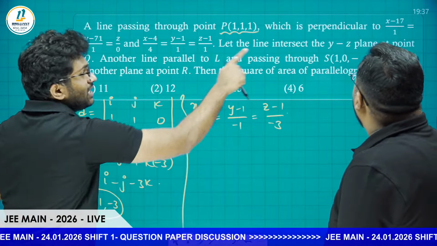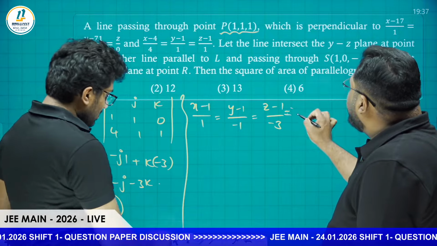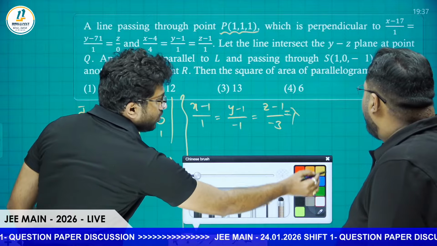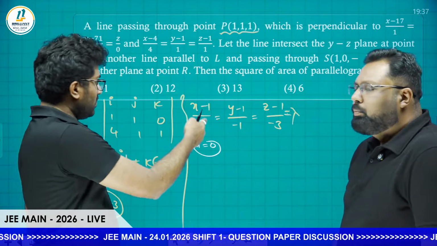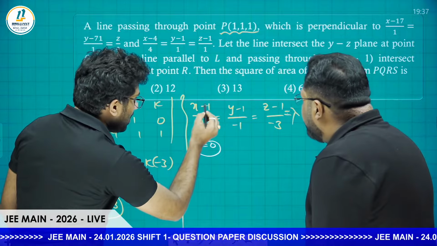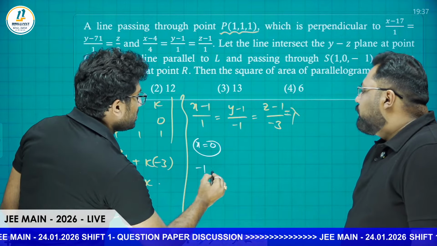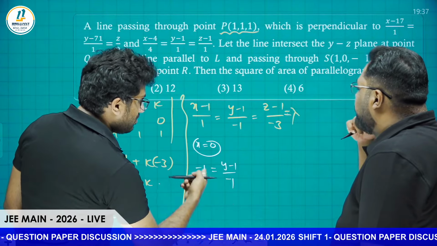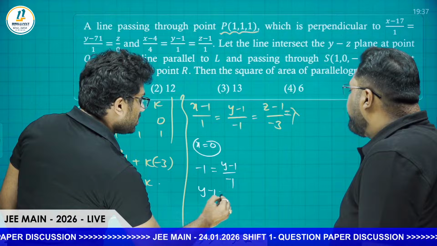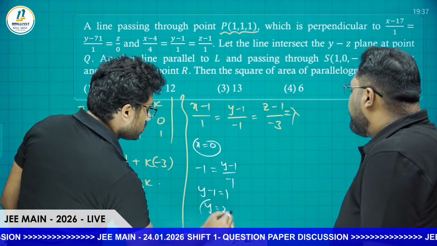They said this line intersects the YZ plane. So call it as Q. Any line intersecting the YZ plane will have its x coordinate 0. Just put x as 0. If you put 0 here, minus 1 by 1 will be minus 1, which is equal to lambda. (y minus 1) by minus 1 is again minus 1. So y minus 1 is equal to 1. y is equal to 2.